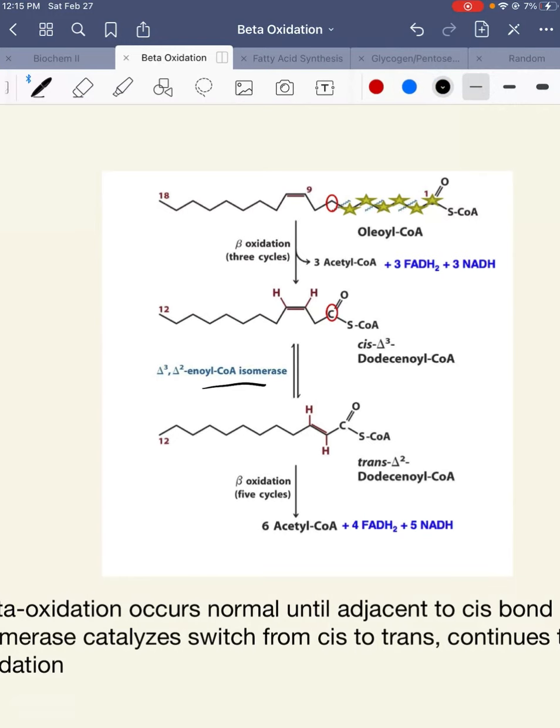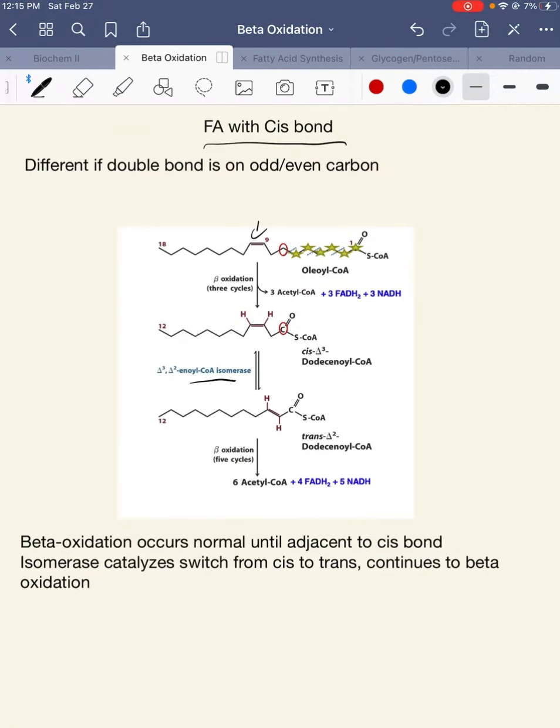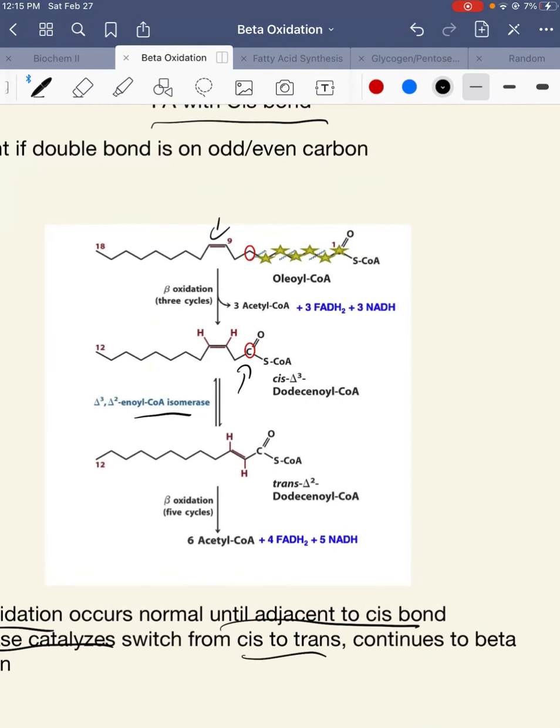Okay, so this is a cis bond. If we have a cis bond, beta-oxidation will occur until we're adjacent to the cis bond. So until we get right here, we're 2 carbons away from the cis bond. Isomerase will catalyze a reaction, and it will switch from cis to trans, and then we can continue beta-oxidation. Okay, so this is normal stuff.